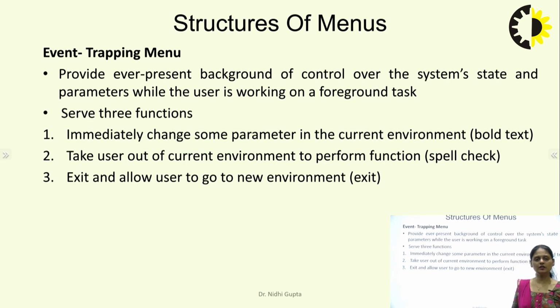So it is waiting for an event to occur. If that event triggers, then something would happen, some event would happen. So second is take user out of current environment to perform functions. Just like whenever I am writing anything on a screen and it is automatically doing the spell check. So it is one of the examples. So exit and allow user to go to the new environment. So exit button exits and it allows user to go to the new environment. So this is another event that may happen.